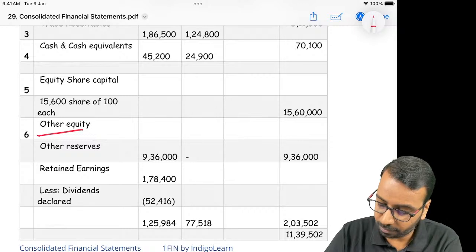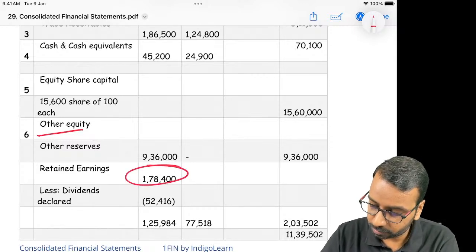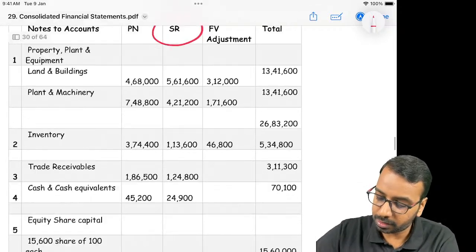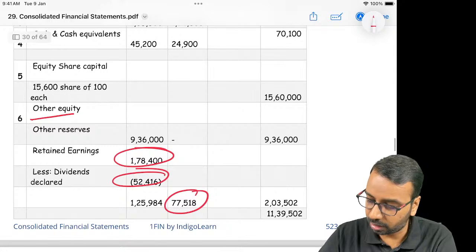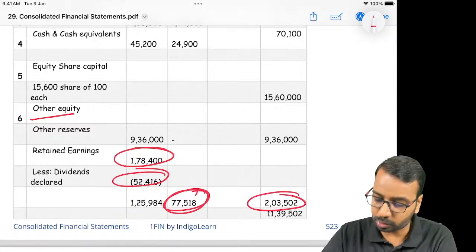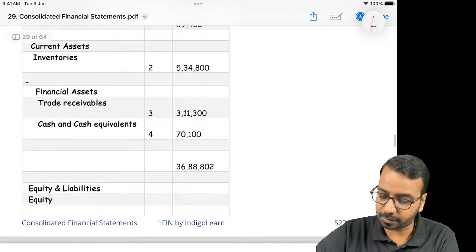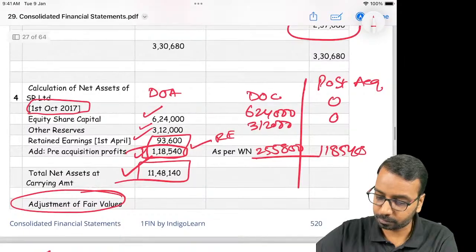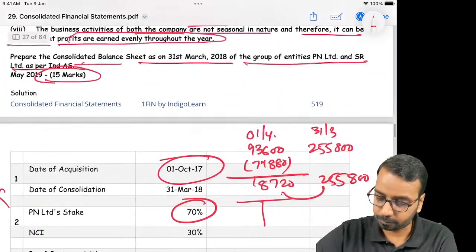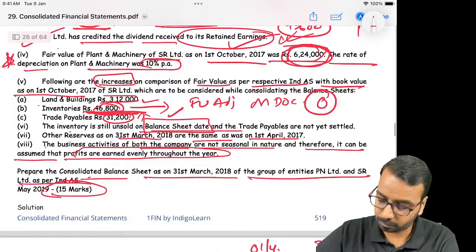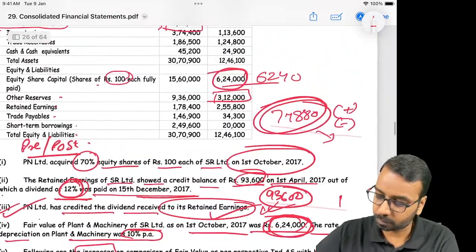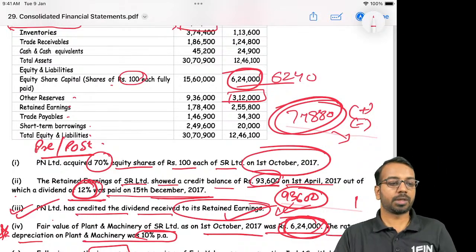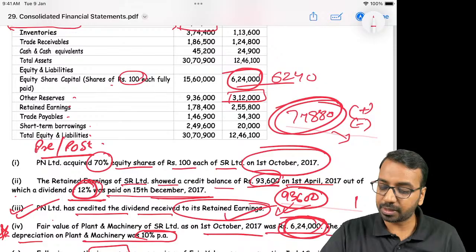Then coming to the other equity, retained earnings of the parent, dividends adjusted, and whatever has come from the subsidiary, you will take it as it is, and this will be the closing balance. This dividend declared is 52,416. You can see here, $74,880 into 70%, you get 52,416. That is the component of dividend which has been declared.